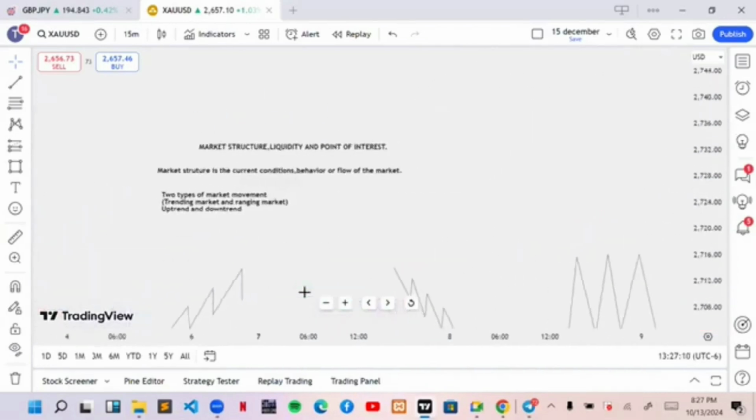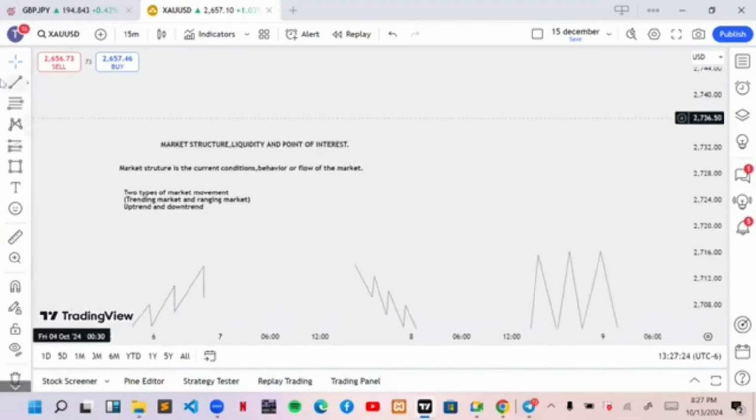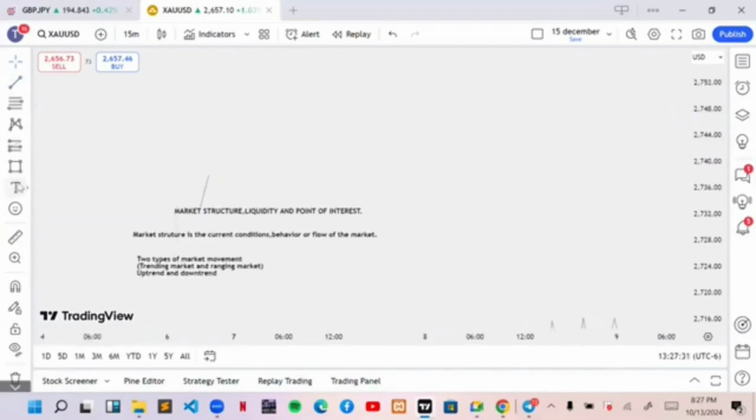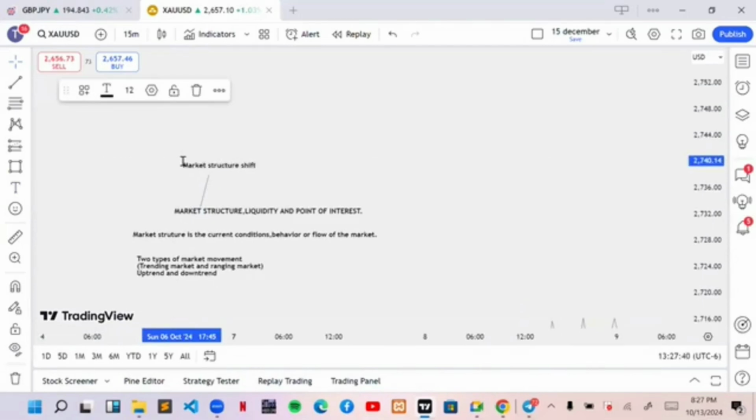So that being said, let me now mention the two things I pay attention to when I look at the market structure part of my strategy. There are two things I pay attention to: the market structure shift, and the break of structure. So for the structure part of the strategy, I pay attention to market structure shifts and break of structure. So market structure shifts. I'll first of all take what a market structure shift is.